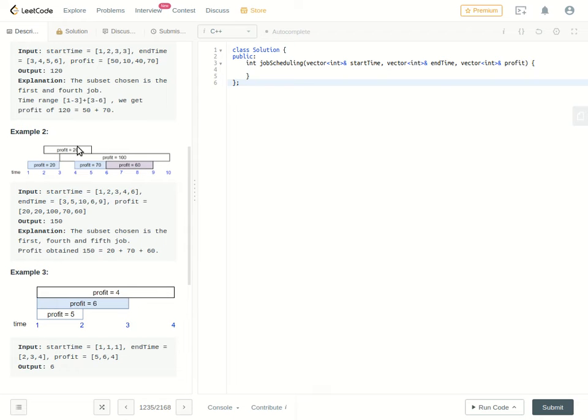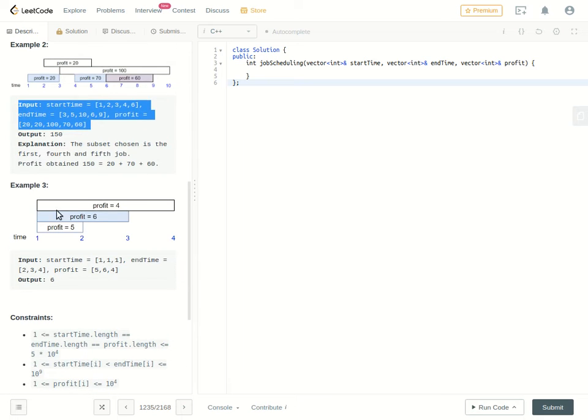So this picture gives a clear view of non-overlapping jobs so that we can easily check our answer. In this case, the subset is chosen such that the first, fourth and fifth jobs are chosen. That is 20, 70 and 60 are chosen, as these are the maximum non-overlapping subset. And the profit in this case is 20 plus 70 plus 60, which is 150. Let's look at another example.